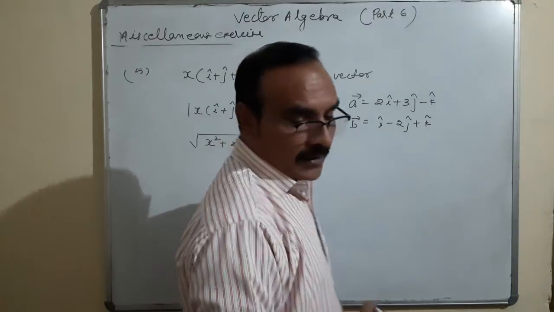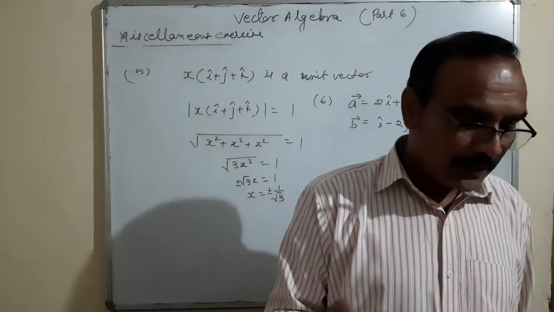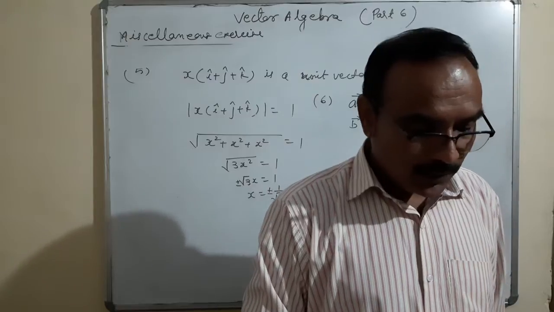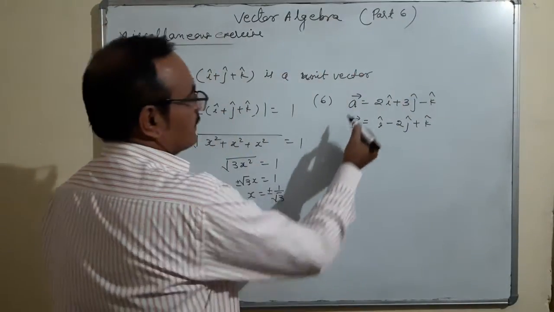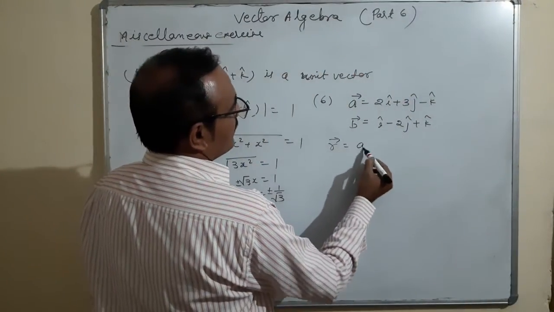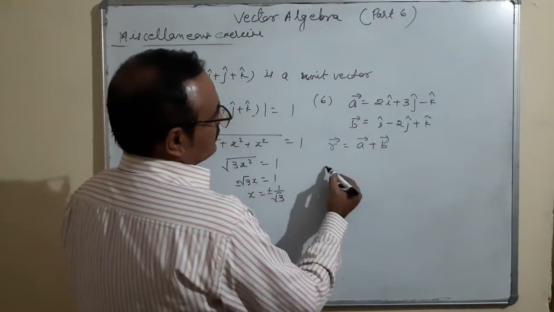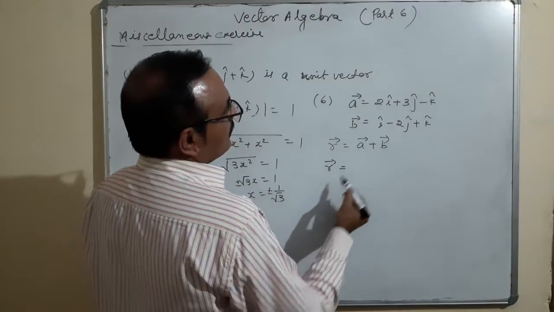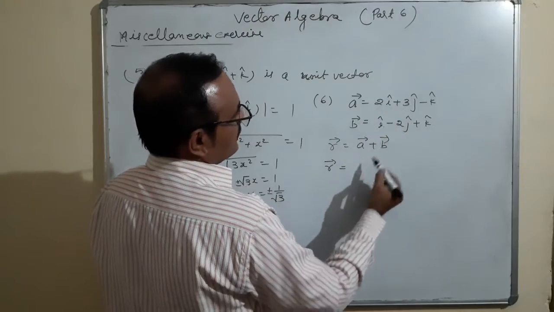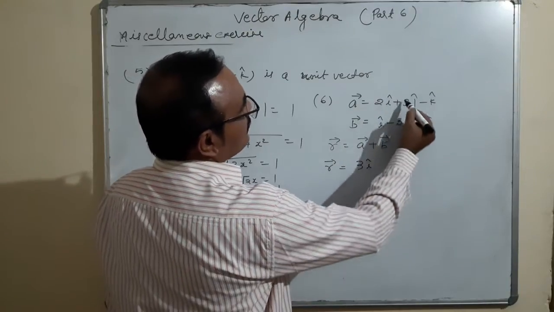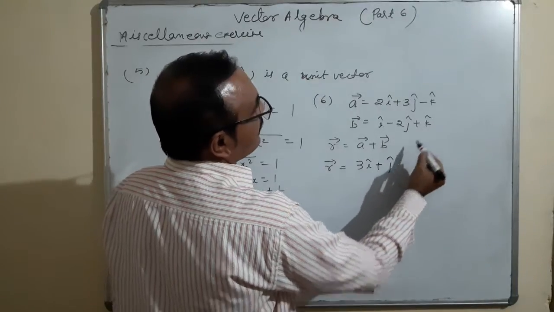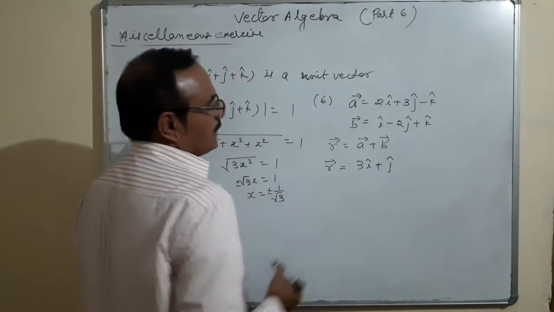It is given. And the question is, we are going to find a vector of magnitude 5 parallel to the resultant of these two vectors. Resultant: vector R is equal to A plus B, the sum of them. Adding, 2i plus i is 3i, 3j minus 2j is plus j, and k cancels. So R is 3i plus j.